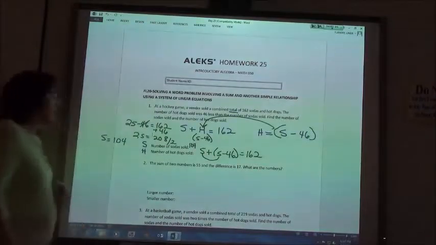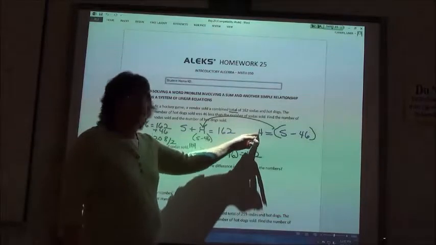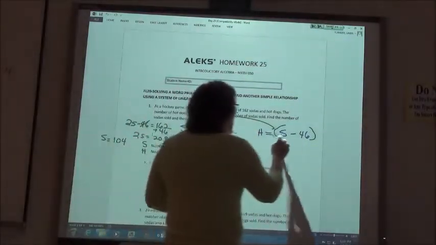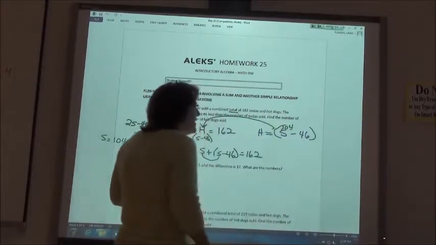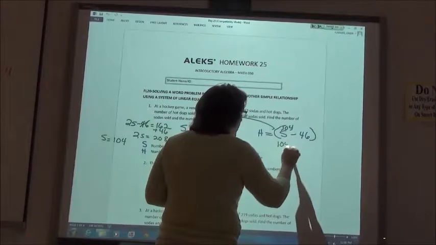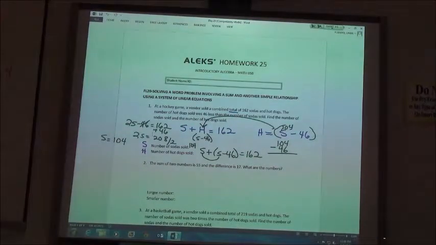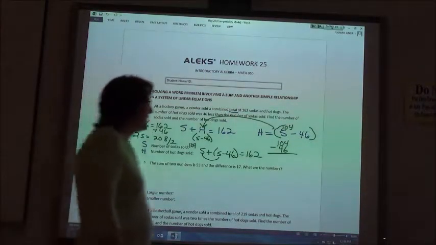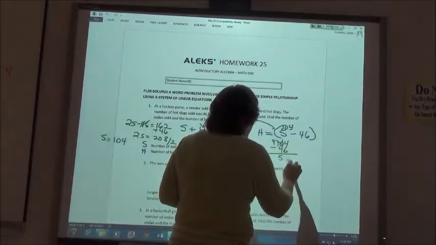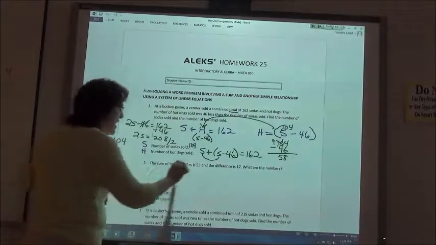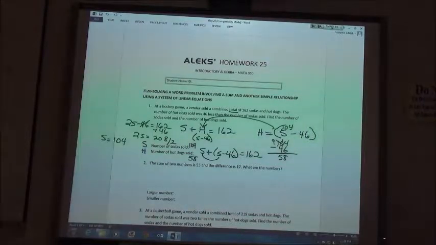104. I still need to figure out how many hot dogs I sold, so I'm going to go over here to this equation that's solved for H. My hot dogs was 46 less than my sodas, so if I take 104 and I subtract 46, if you subtract that for me, what do you get? Equals 58. 58. So 58 hot dogs. So we had 104 sodas, 58 hot dogs.